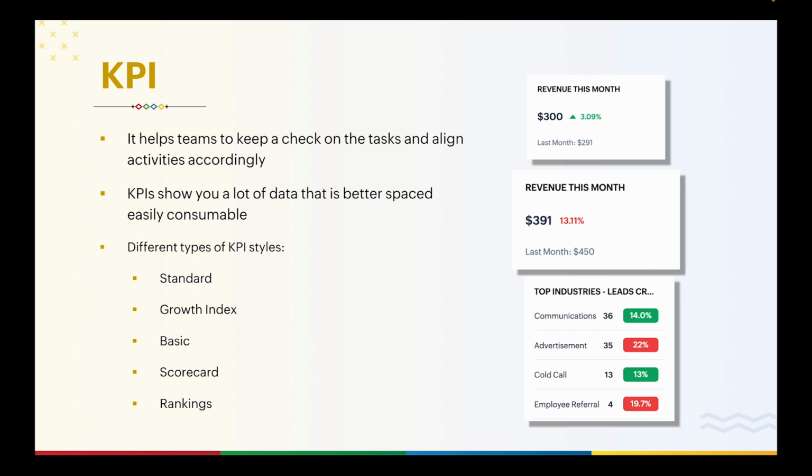KPI, Key Performance Indicator, is a standard measurement that demonstrates the effectiveness of your sales team in achieving important business objectives. It also gives useful analytics to help sales personnel increase their productivity by measuring their performance on a regular basis. Based on your industry requirement, you can choose from 5 different types of KPI styles: standard, growth index, basic, scorecard, and rankings. Here, you can rank your data by day, calendar week, month, fiscal quarter, and year.